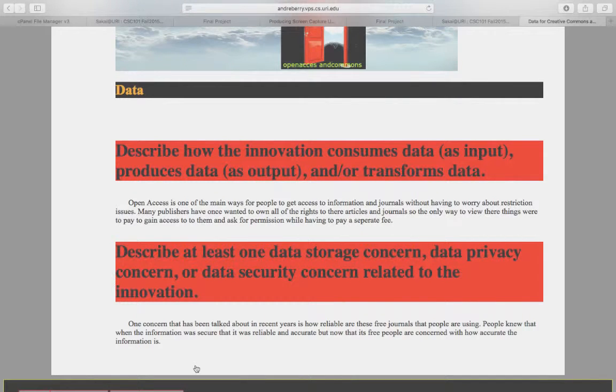All right, next question. In the data, describe how the innovation consumes data, produces data, and transforms data.